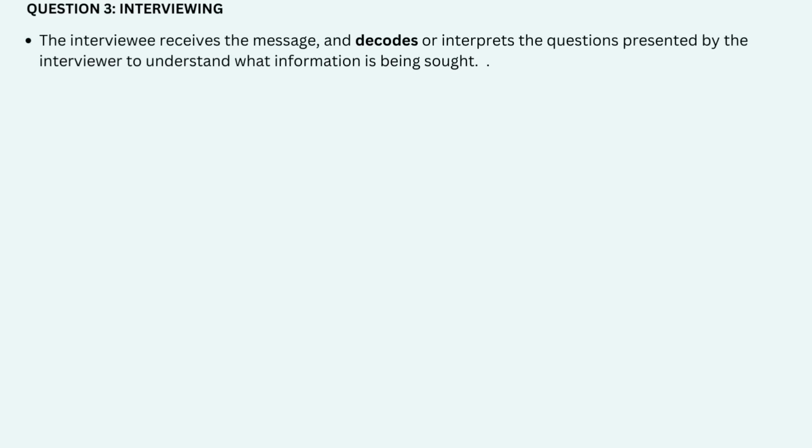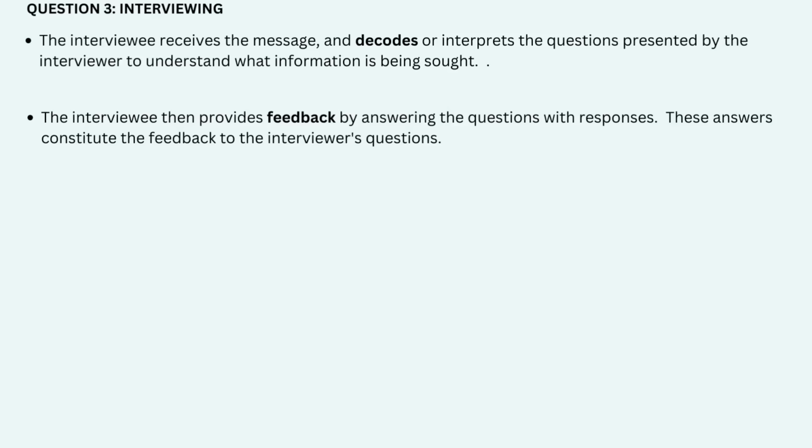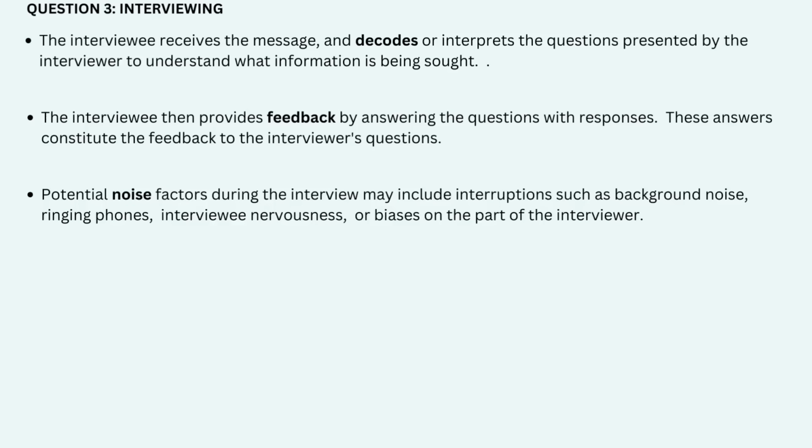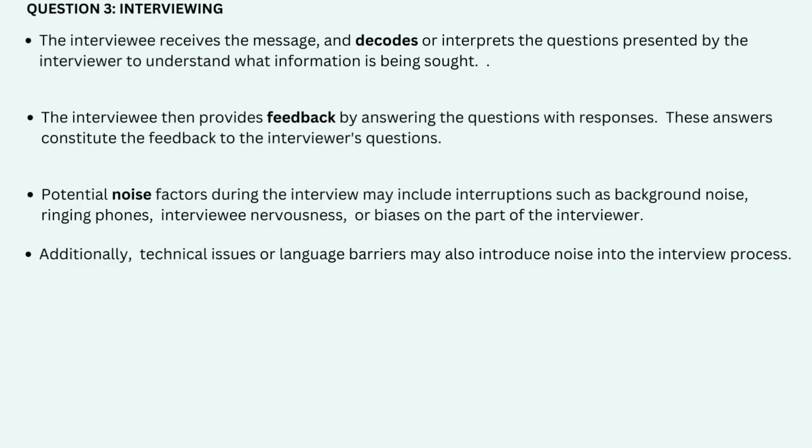The interviewee receives the message, and decodes or interprets the questions presented by the interviewer to understand what information is being sought. The interviewee then provides feedback by answering the questions with responses. These answers constitute the feedback to the interviewer's questions. Potential noise factors during the interview may include interruptions such as background noise, ringing phones, interviewee nervousness, or biases on the part of the interviewer. Additionally, technical issues or language barriers may also introduce noise into the interview process.